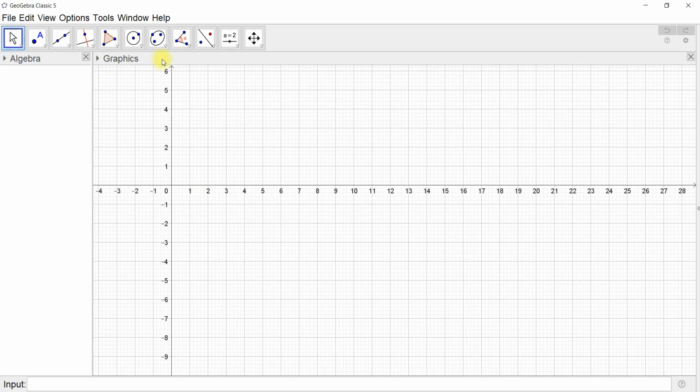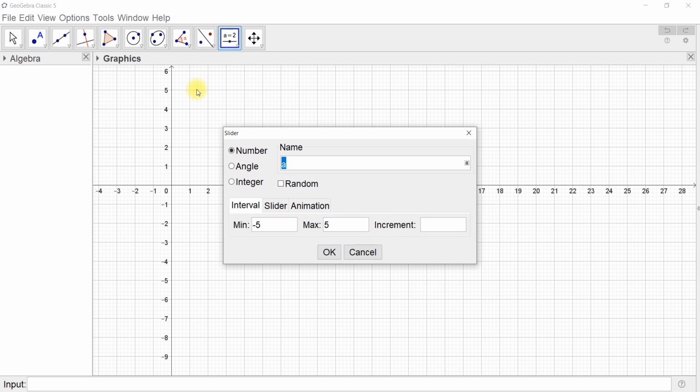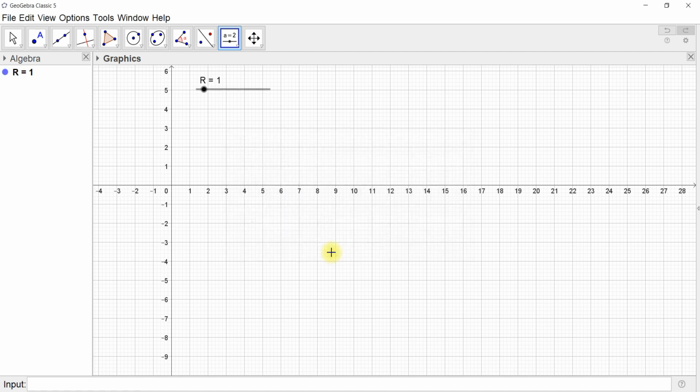So I'm going to set up a slider. I'm just going to click here. Just like in the article, I'm going to call it capital R. It's going to go from, I'll make it 0 to 10. There it is. And what I want to do is set up a circle whose center is on the y-axis and whose radius is this R.